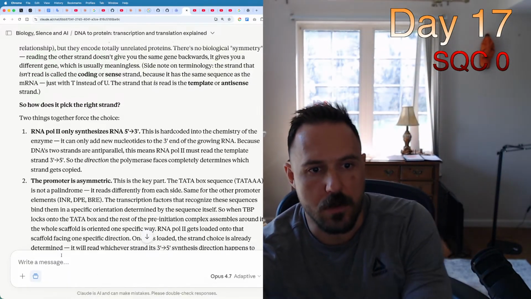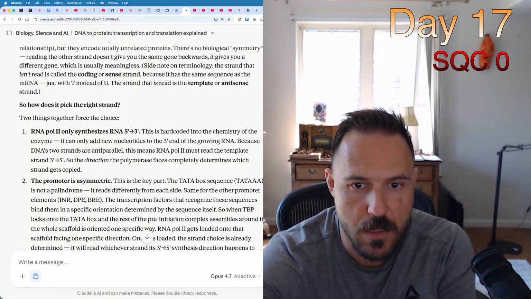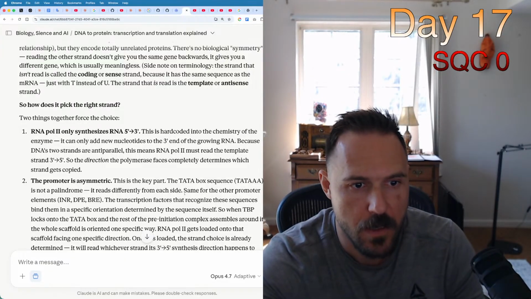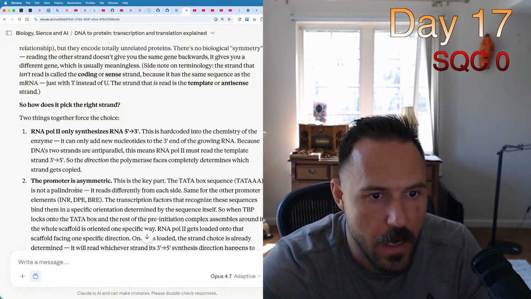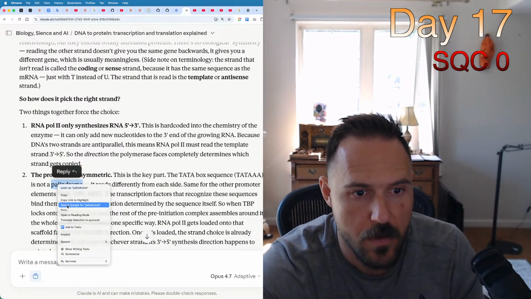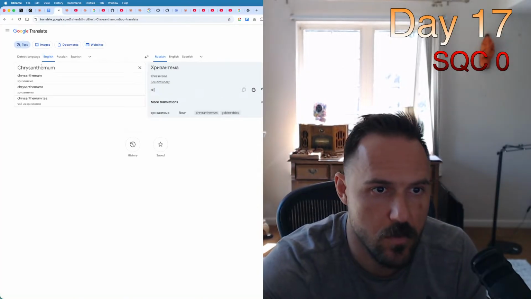The promoter is asymmetric. This is the key part. The TATA box sequence TATA is not a palindrome. Palindrome. I feel like I should know that word. I should know what that means.